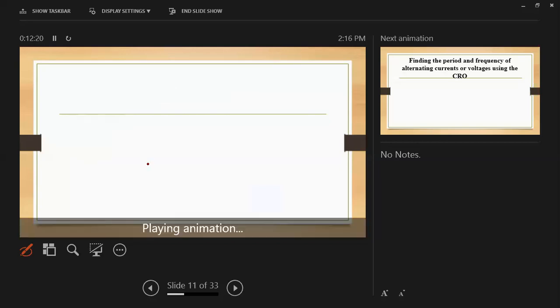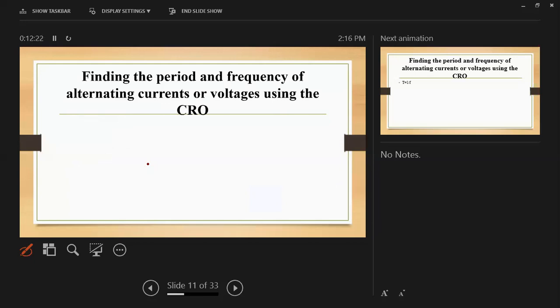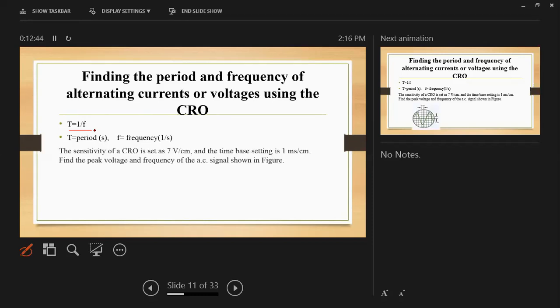Let's continue with finding the period and frequency of an alternating current or voltage using the cathode ray oscilloscope. This part is important. Remember the period: to find it, we use the formula 1 over frequency. The SI unit of period is the second, and the SI unit of frequency is 1 over seconds, or hertz. I wrote a question to explain it better. Let's say the sensitivity of a cathode ray oscilloscope is set to 7 volts per centimeter.